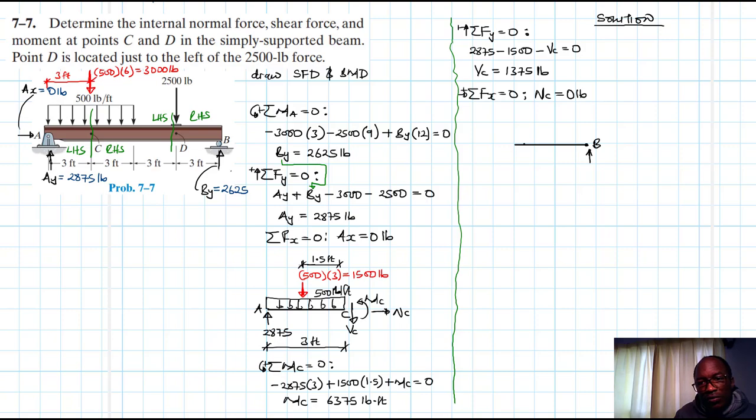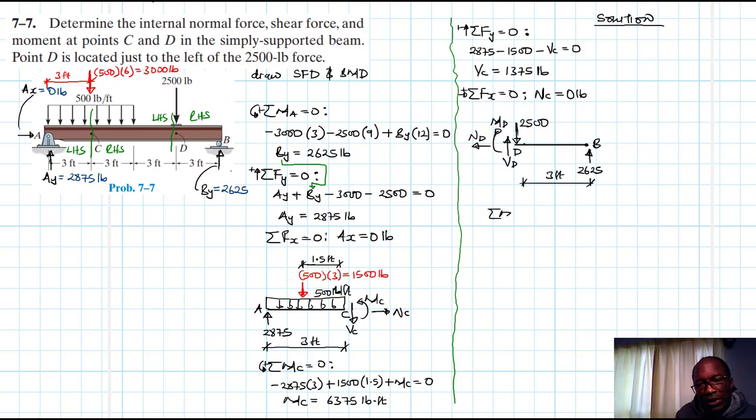Okay, we have a reaction force there of 2625, and then here we are going to have this load of 2000. Okay, it's going to be there, right? And then this length is 3 feet, and then this point here is D, so we'll have a shear force of VD and a moment of MD and a normal force of ND. Great. Let's apply the equations of equilibrium.